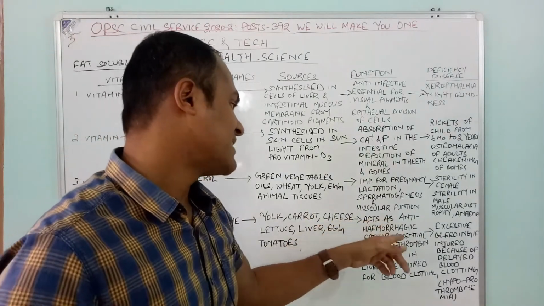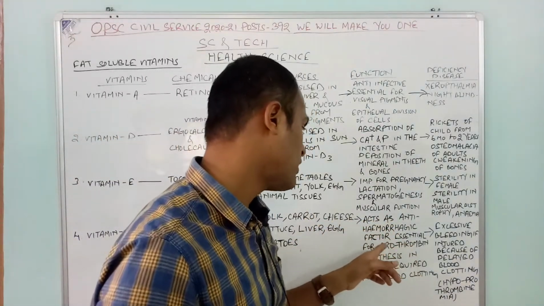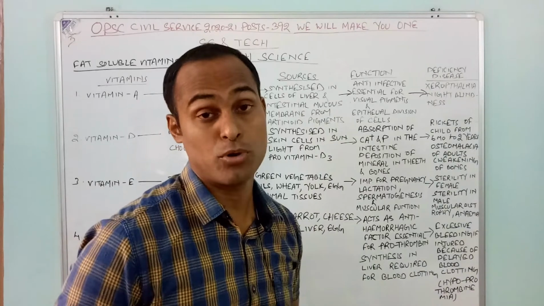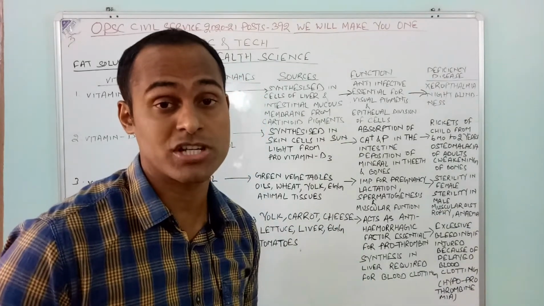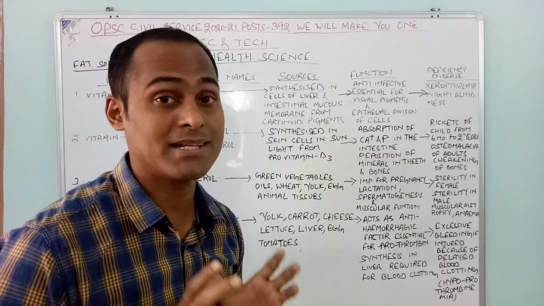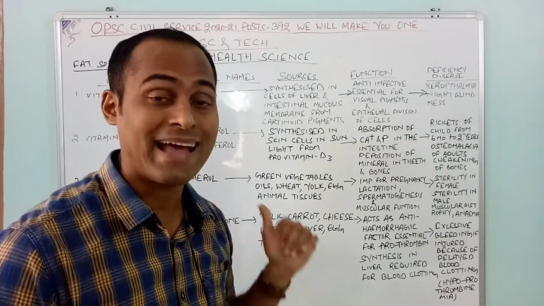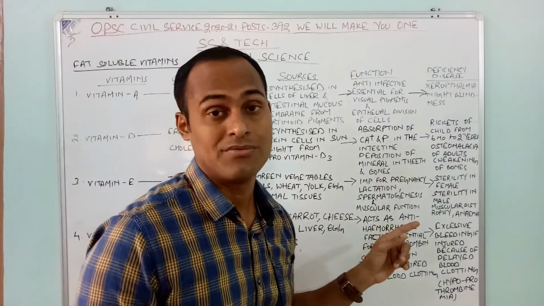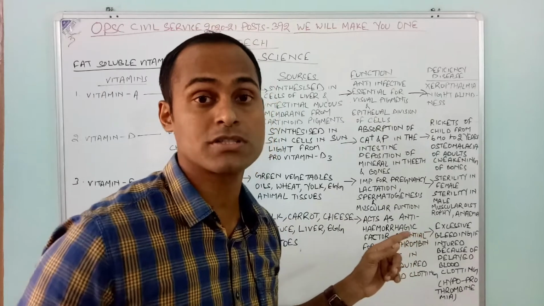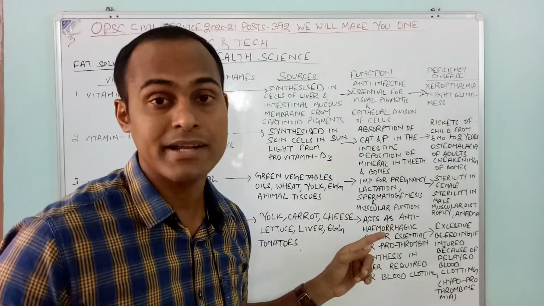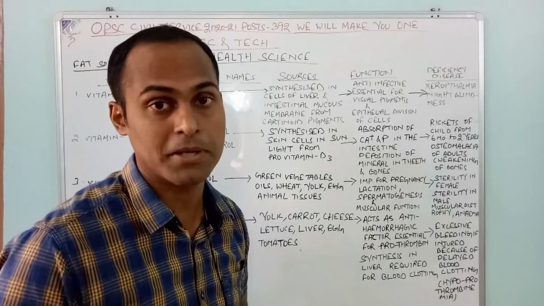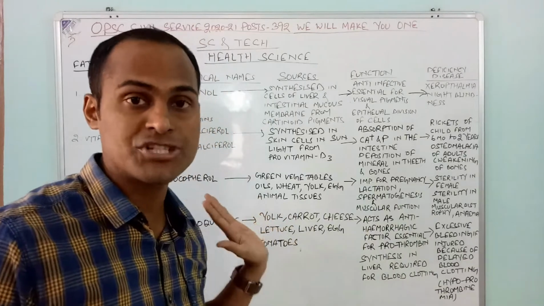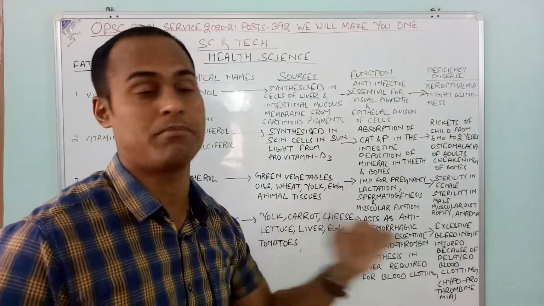It acts as an anti-hemorrhagic factor, essential for prothrombin synthesis in the liver, required for blood clotting. Very important. They may ask you a question in prelims, which vitamin is responsible for blood clotting? The answer is vitamin K. If there is a hemorrhage, then there will be continuous blood flow, and if there is continuous blood flow, then there is a big problem. So in order to stop hemorrhage, there has to be sufficient vitamin K in your blood.